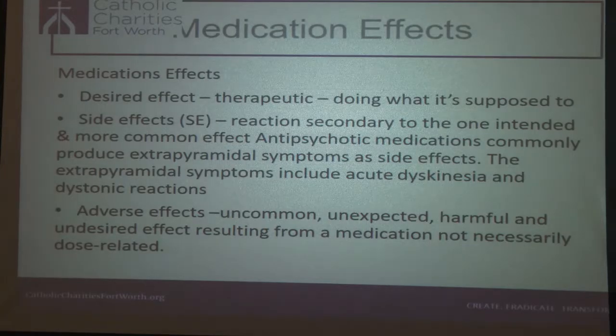Medication effects. A desired effect is therapeutic. It's doing what it's supposed to do. You're giving the medication for whatever the illness is, and it's doing that. You're seeing the results of it. That's a desired effect. Side effects are reactions secondary to the one intended, and a more common example is the antipsychotic medications, and we'll talk about those a little bit further on. They commonly produce what's called extrapyramidal symptoms and side effects. They do just the opposite of what you expect them to do. They include acute dyskinesia and dystonia.